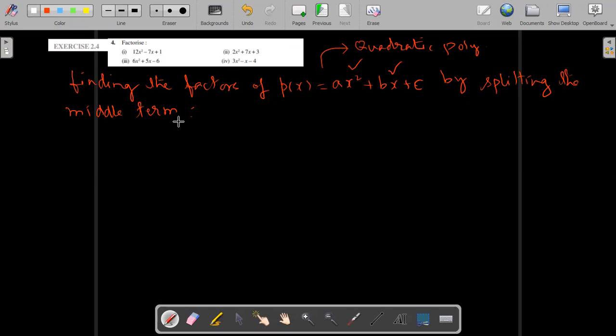For this method, I will show you from question number 1. You can easily understand. We have given p(x) is equal to 12x square minus 7x plus 1 in this question. That means here, a is 12, b is minus 7, and c is equal to 1. Okay. Now what do we have to check here? That is the rough work.